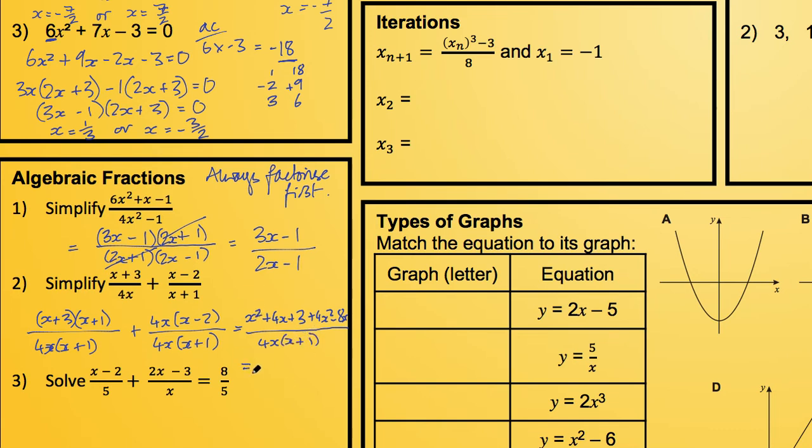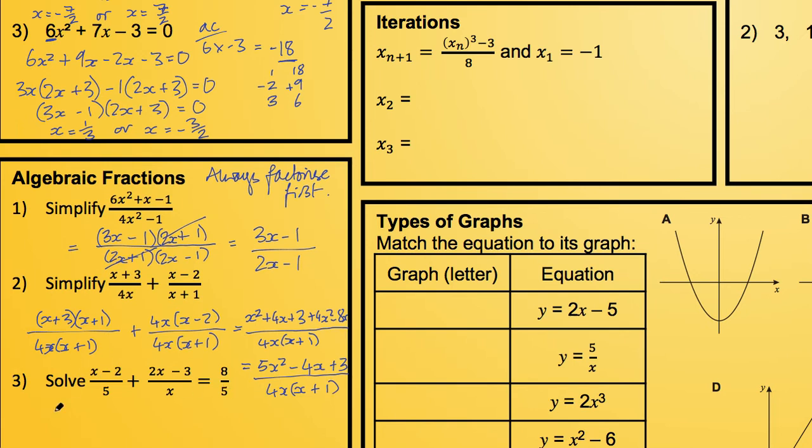I perhaps didn't need to expand that top bit, but it might be that I find a common factor somehow when it's all combined. So x squared plus 4x squared is 5x squared, plus 4x minus 8x is minus 4x plus 3 over 4x, x plus 1.